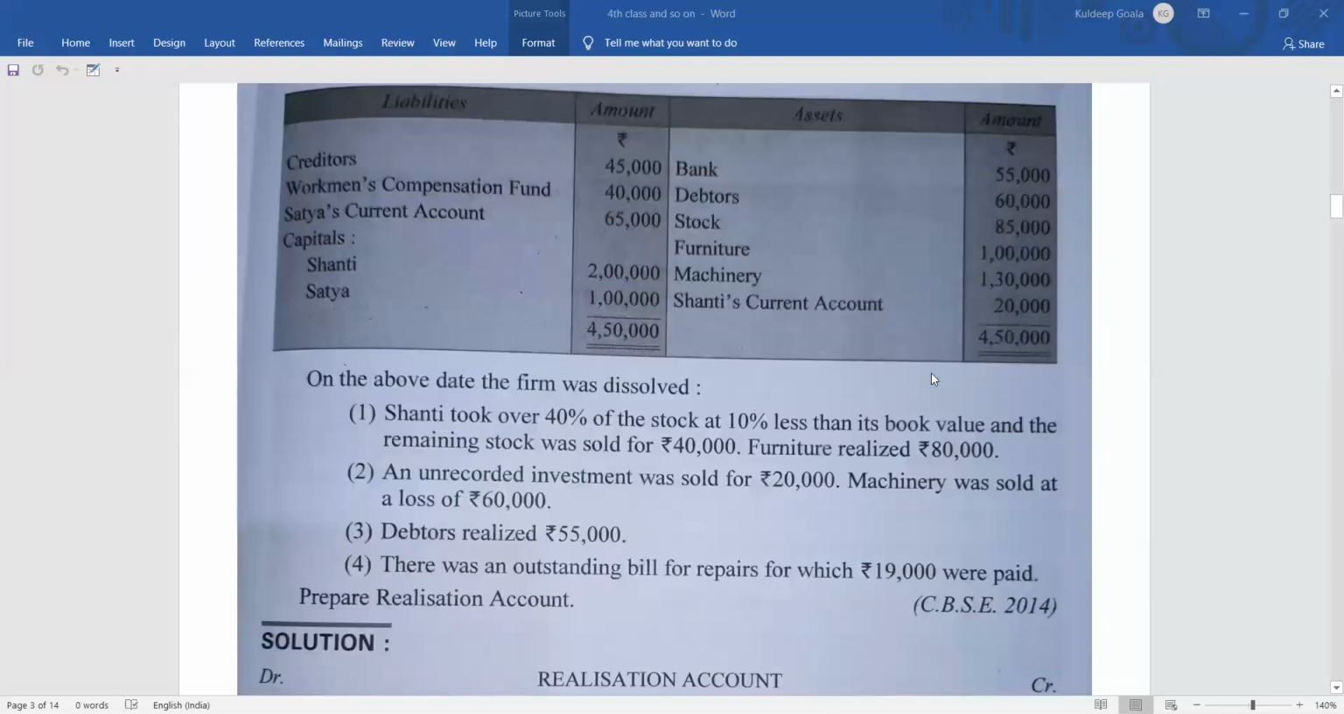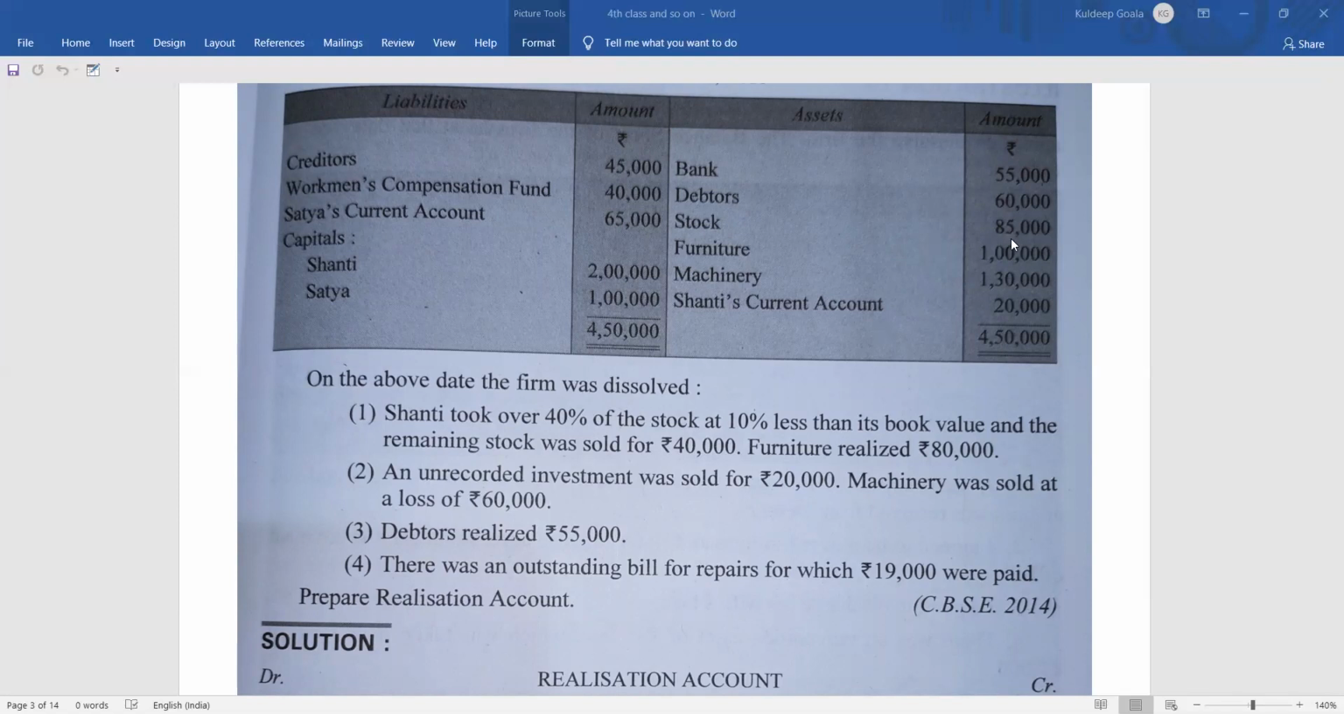Then coming to the adjustment, we can move to the adjustment now. First of all, it is given that Shanti took over 40% of the stock at 10% less. So nothing to fear. Don't get nervous at all. It's very simple. 40% of the stock means what is the stock value? 85,000. So what is the 40% of that? You have to find out. It is 34,000, right? Yes, it is 34,000.